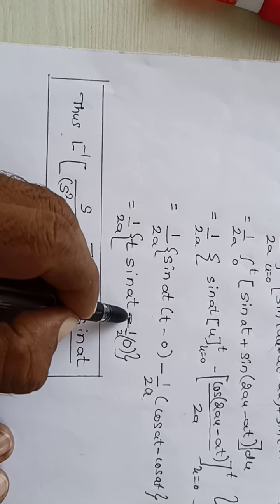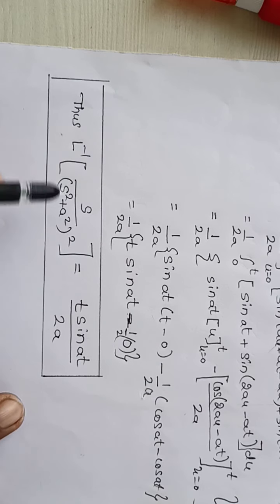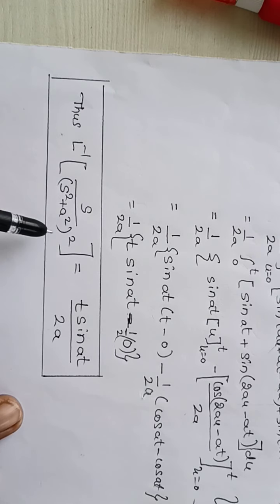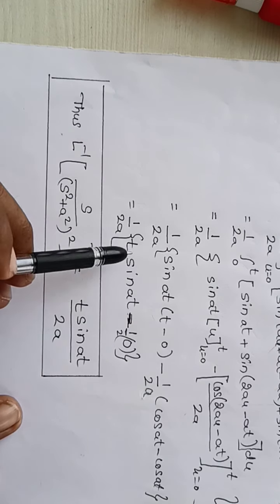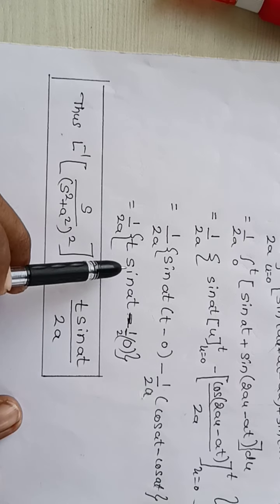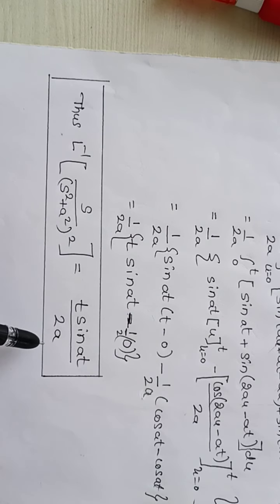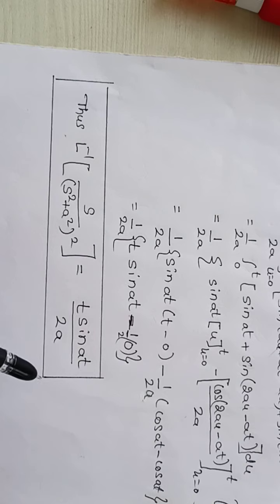So next, Laplace inverse of s upon s square plus a square the whole square is equal to t sin AT, and this term is 0. It is t sin AT divided by 2A. This is the required solution for this problem.